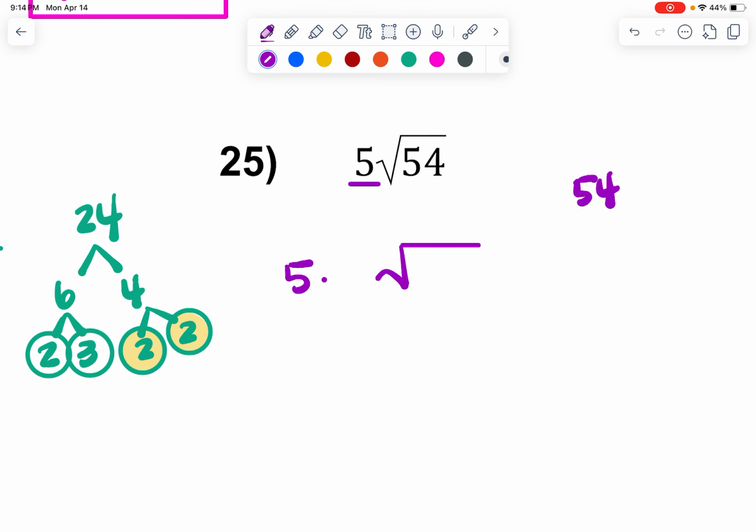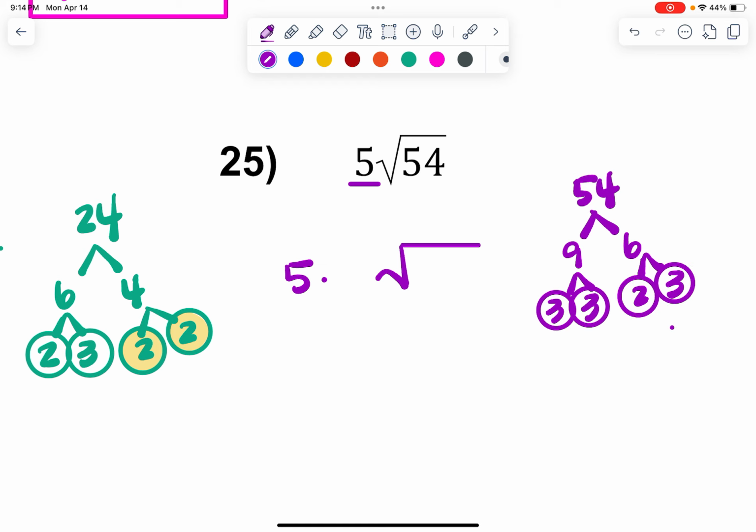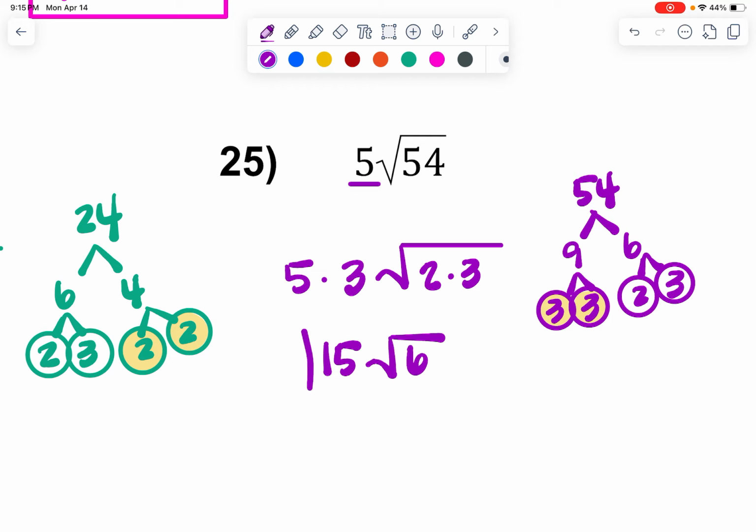And then I'm just going to do this factor tree for 54, which is 9 times 6, 3 times 3, 2 times 3. And again, it doesn't matter how you break it up. Every single person is going to end up with 3 3s and a 2, no matter how you start that tree. So everybody's going to notice, hey, I've got a pair of 3s, so a 3 is going to be able to come out. And the 2 and the 3 that don't buddy up have to stay inside. So that's going to give us a final answer of 15 on the outside and square root of 6 left over on the inside.